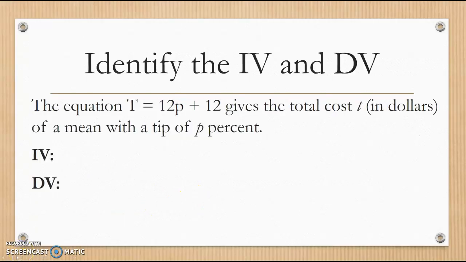Our next problem is the same idea, identifying independent and dependent. It says the equation here gives the total cost T in dollars of a meal with a tip of P%. So here, what we can control, what we change, is the percent, that tip that we are leaving. And once we decide how much we're tipping, that can be plugged into this equation to solve for the total amount that we are paying. So here, the independent variable, what can change, is P%.